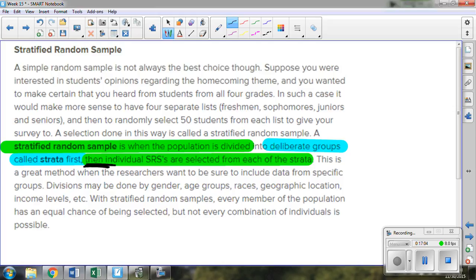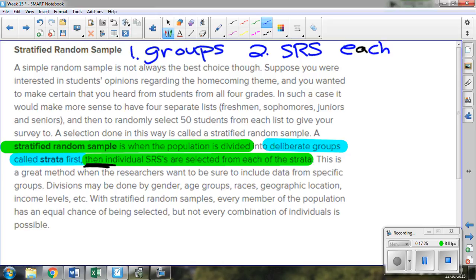So the process on this one, I want to emphasize it again. A stratified random sample. Step 1, you split everybody into groups. After they are grouped, you take a simple random sample from inside each group. When you follow those 2 stages, you get a stratified random sample.